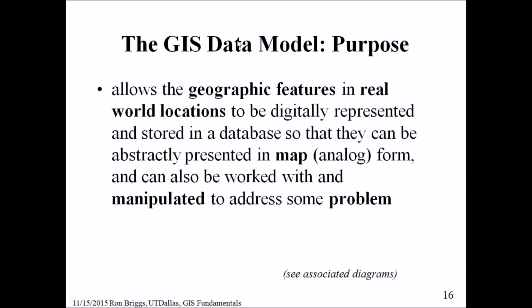The GIS data model, the purpose of this is to allow the geographic features in real world location to be digitally represented and stored in a database. So all the information will be kept in a database, but it has to be spatial, so that it can be abstractly presented in a map form. A map is analog, and can also be worked with and manipulated to address some problem. This is important because there has to be some problem. Because if GIS is not able to solve the problem, we will not be talking about it.